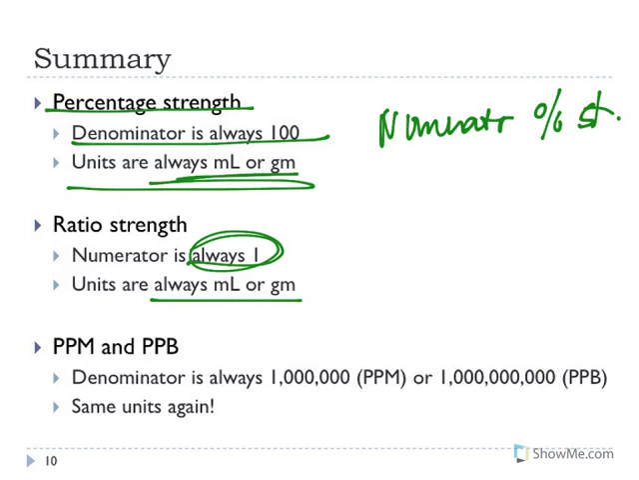And then in parts per million and parts per billion, the denominator is either 1 million or 1 billion, and the numerator is whatever it tells you. So if it's 2 parts per million, it's 2 over a million. If it's 5 parts per million, it's 5 over a million. And again, the same units. Mils for liquids, grams for solids.